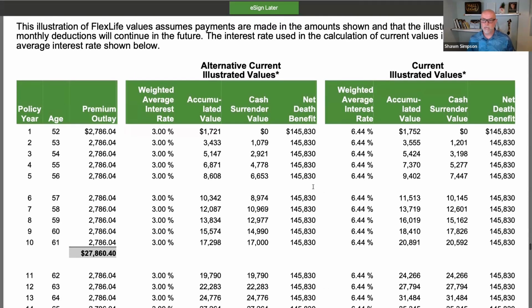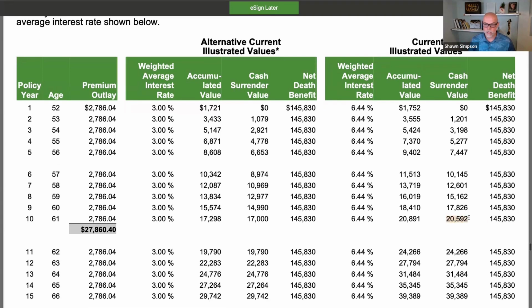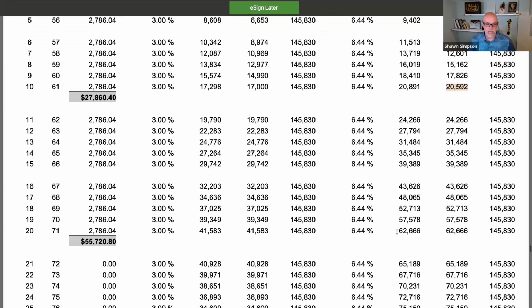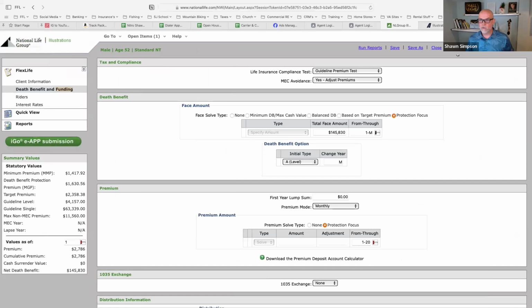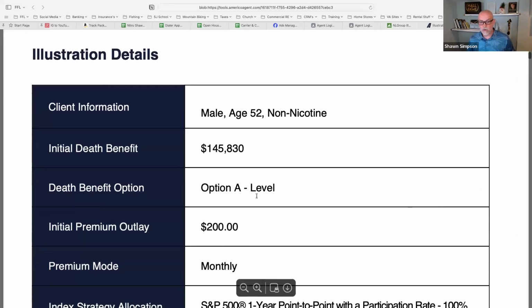So if you look, it's the same amount for 145,830. He's paying in 232 with NLG. He gets a death benefit of 145,830. And in 10 years, he'll have cash value of 20,592. Remember this number, guys, 20,592. And by the time he's 71, he'll have 62,666. So write that number down because we're going to compare that to the IUL with Americo. So we come over here. Let's look at Americo. For $200 a month, a little bit cheaper, he gets the same death benefit.